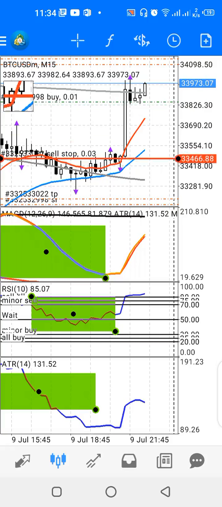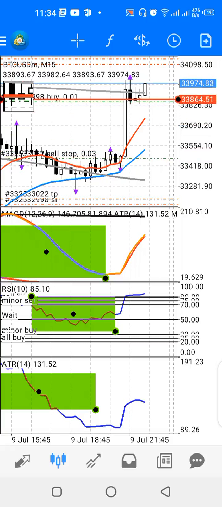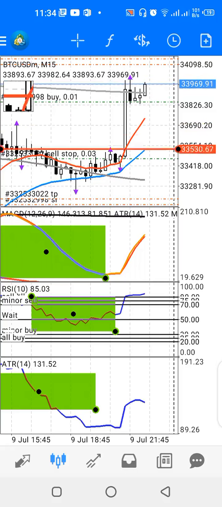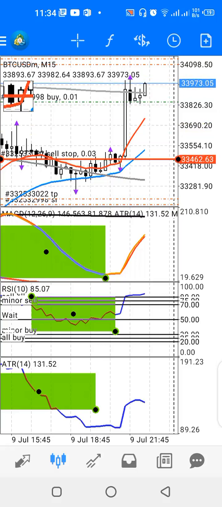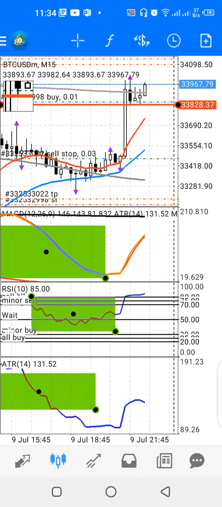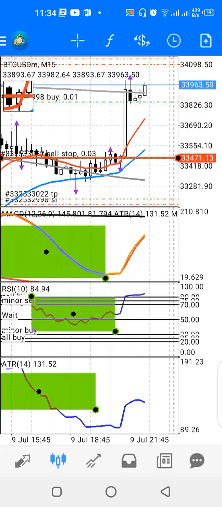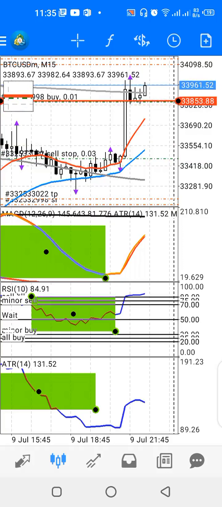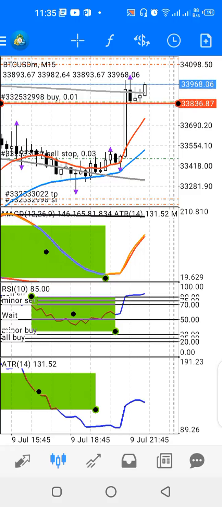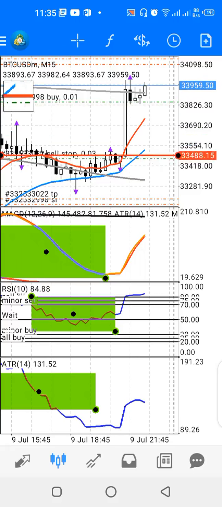0.24. Don't forget, the first trade will be 0.01 for $300. The first edge will be 0.03. The second edge, which will be a buy stop, will be 0.08. The third and the final edge will be 0.24 for a $300 account. If you have a $600 account, you may go for 0.02 as your first trade, which may be a buy trade. Of course, the edge will be a sell stop.